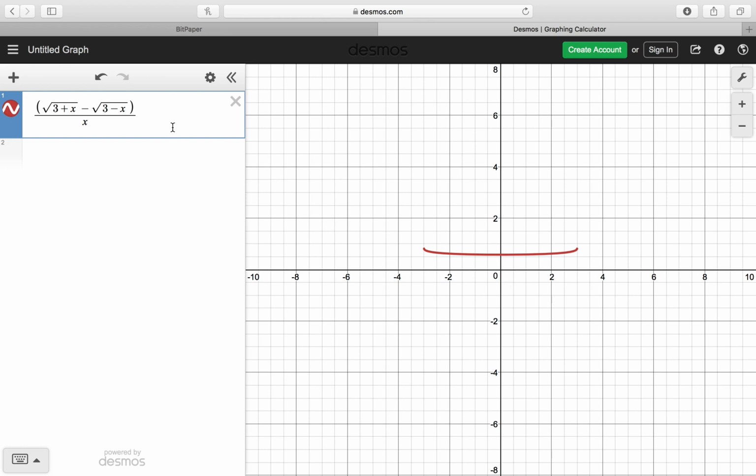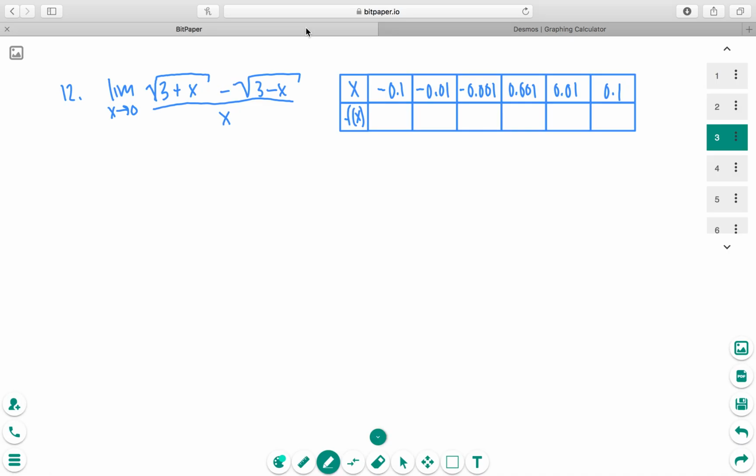But we don't have to guess here. We can actually do the numerical values. And so here we have the graph. But remember the problem. They weren't asking for the graph. They wanted us to input this table.